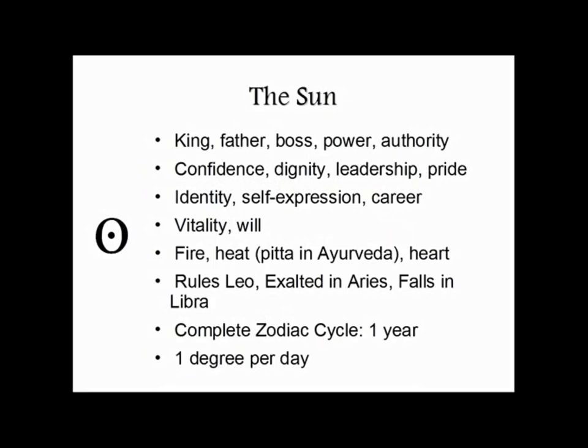So the sun principle, or the sun faculty, has a lot to do with our personal power. And therefore, ideas like vitality, will, leadership, these things come into it in terms of the themes associated with the sun. Very importantly, the sun completes the cycle through the 12 signs of the zodiac in 1 year. So the Earth-Sun relationship, the Earth-Sun cycle, is what we base that unit of time we call a year on.